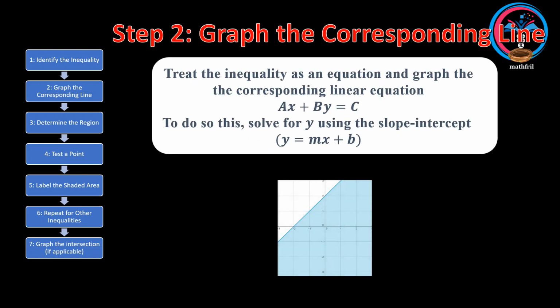So here's the second step, graph the corresponding line. Basically, you have to review your linear equation concepts because that's the first consideration in graphing the linear inequality. This is the first form, ax plus by equals c. The graph of the line here is in the color blue. To do so, solve for y using the slope-intercept form. Okay, that's step number 2.